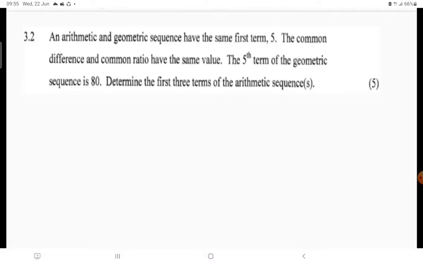All right, everyone, if you really want to try this one, you can pause the video and come back for the solution.